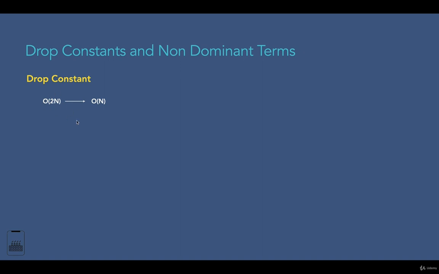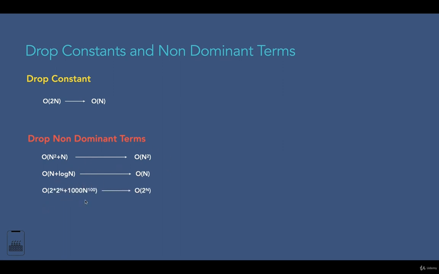Now when we are dropping non-dominant terms, for example, O(n squared) plus O(n) can be written as O(n squared), because in this case O(n squared) takes much more time than O(n), so that's why we are removing the non-dominant term. In this case, the non-dominant term is O(n). For example, for this one, we know that O(log n) performs better than O(n), so that's why we can remove it from here. We can write it O(n). If we have some complex expression like this, we can write O(2 to the power of n), because this is the biggest value in this expression over here.